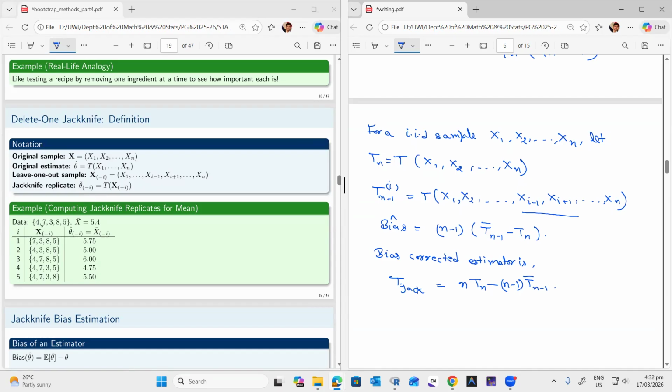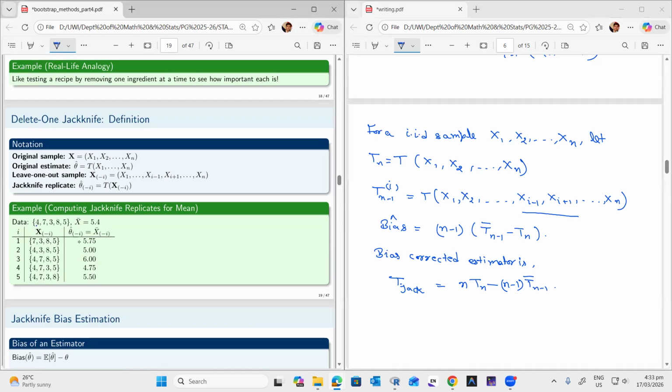For example, suppose this is our data: 4, 7, 3, 8, 5. So x bar will be 5.4. What we are going to do is replicate in such a manner. We remove only one value every single time. First we have 7, 3, 8, 5, so we remove 4 this time, and the mean will be 5.75. After that we remove the 7, our sample will be 4, 3, 8, 5, and the mean at that time will be 5. Then we have 4, 7, 8, 5.